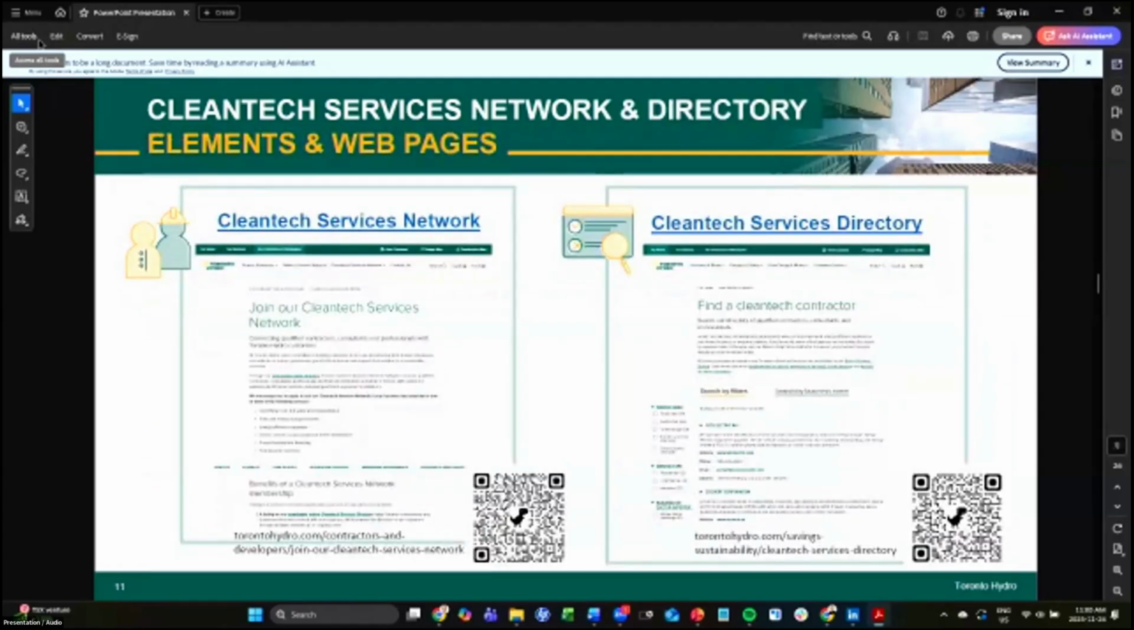So again, I should also mention all these slides, I've given to Lucia. They can share it with you, so you don't have to worry about taking pictures. You can get this deck after as well.